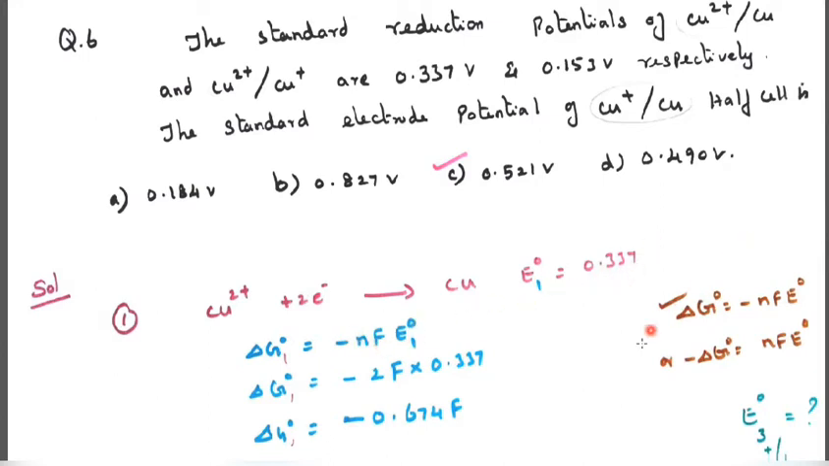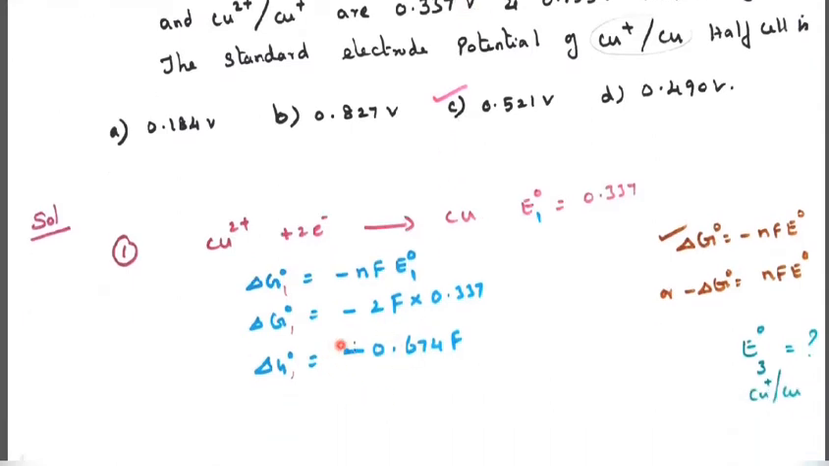We know delta G naught equals minus nFE naught. So delta G naught 1 is equal to minus nFE1 naught, where n is the number of electrons, and E1 naught is 0.337 volt. So it is minus 0.674 Faraday.